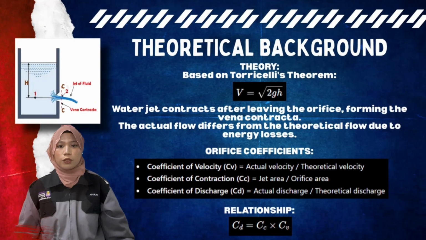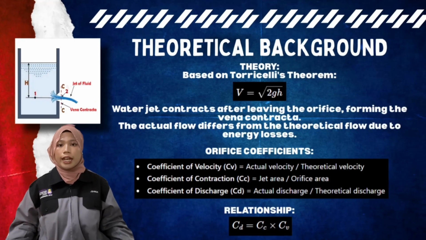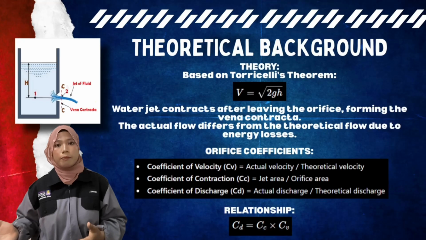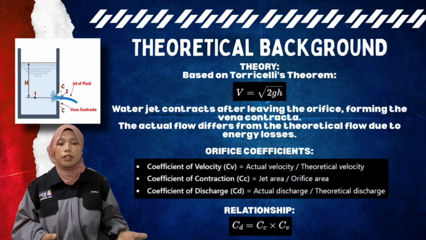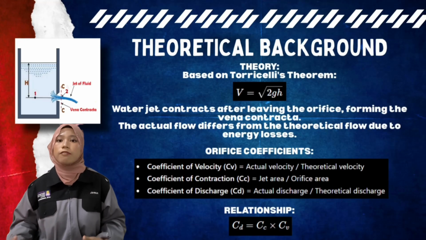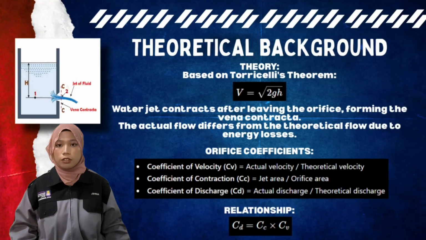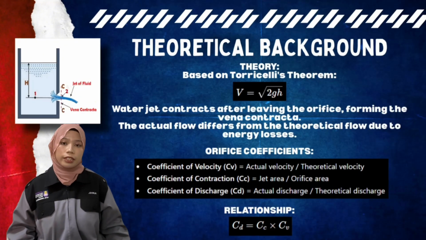Now, let's look at the theory behind this experiment. According to Torricelli's theorem, the theoretical velocity of water flowing from an orifice is calculated using the equation. However, in reality, the water jet becomes narrower after leaving the orifice. This narrow section is called the vena contracta. Because of friction and energy losses, the actual flow is always less than the theoretical flow.